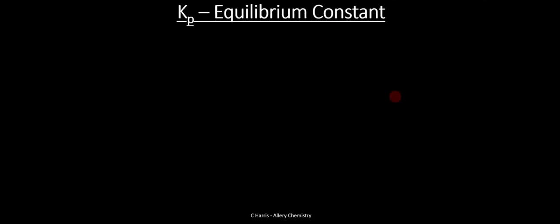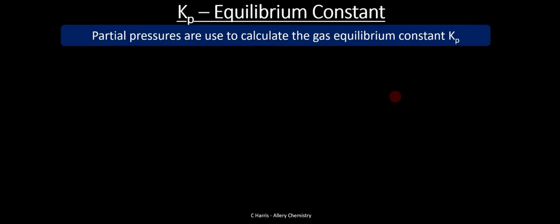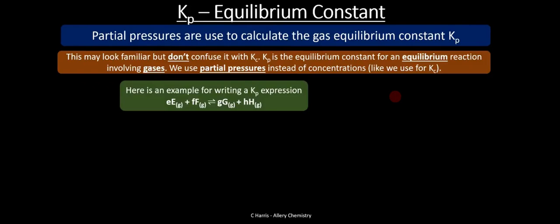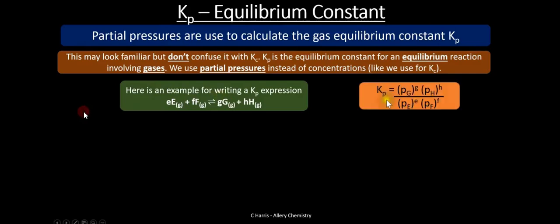Okay, so let's talk now about Kp, the equilibrium constant in terms of partial pressures. Partial pressures are used to calculate the gas equilibrium constant Kp. It's different from Kc because in Kc we use concentrations, but here we are using partial pressures. So a generic equation here: e moles of E plus f moles of F gives g moles of G plus h moles of H. That's just a general equation.